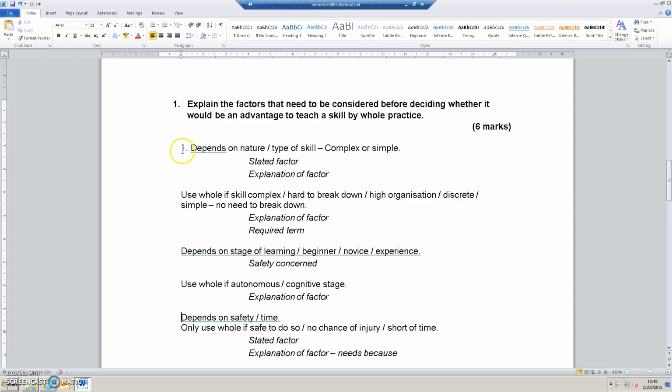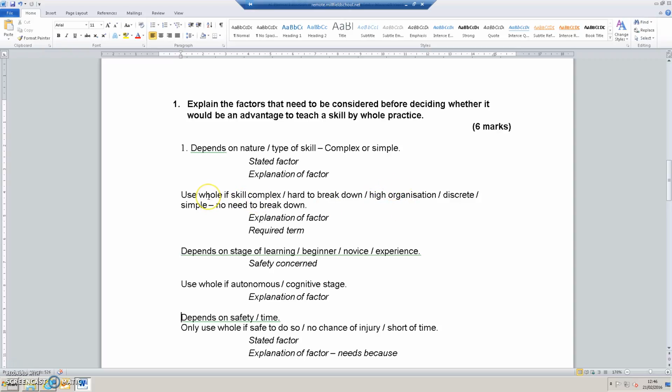So first thing we need to say is, why might we consider using whole practice? Well, it depends upon the nature, the type of the skill, and that would mean it depends if it's a complex skill or if it's a simple skill. If we come down here, we'll see a little bit more explanation. So we're going to use whole practice if the skill is complex. Now, a complex skill means that it's hard to break down into smaller subroutines, and sometimes it's referred to as having high organization.